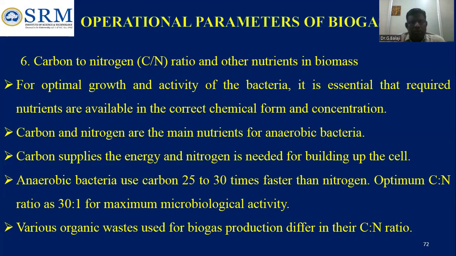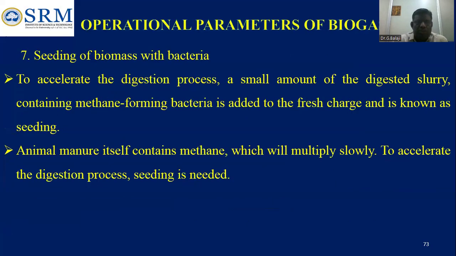Anaerobic bacteria use carbon 25 to 30 times faster than nitrogen. The optimum carbon to nitrogen ratio is 30:1 for maximum microbiological activity. So various organic wastes used for biogas production differ in their C/N ratio. Based on this ratio, the output and output quality will vary.